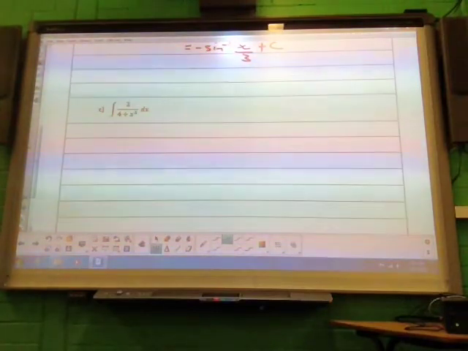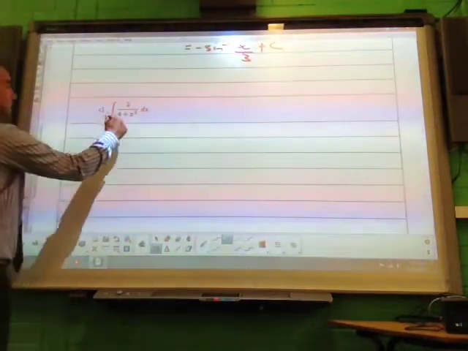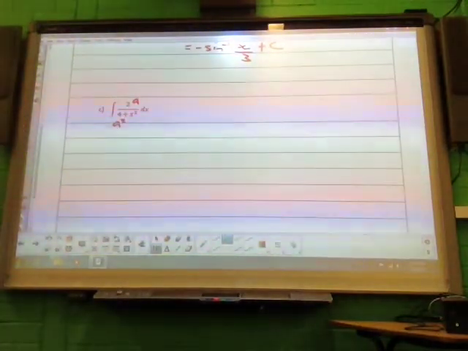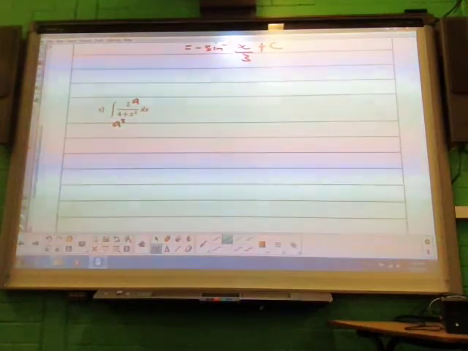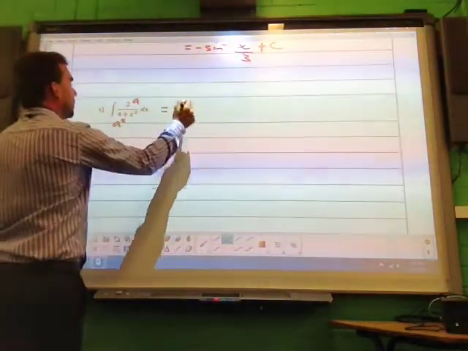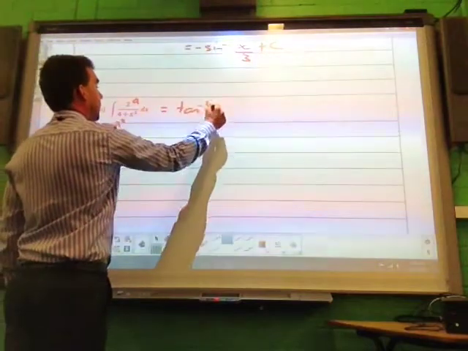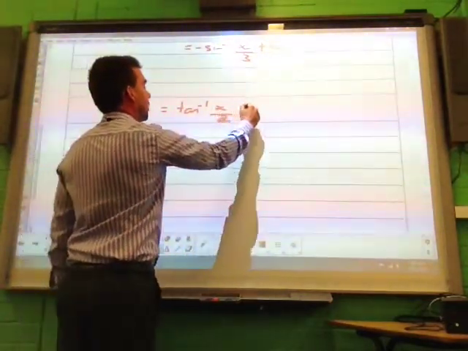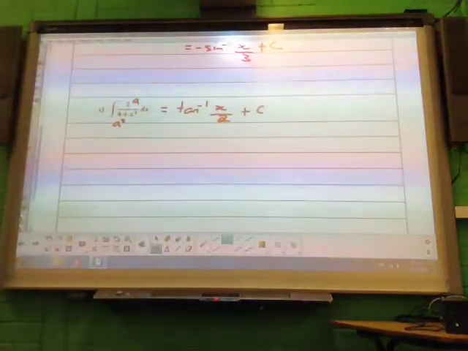This one doesn't have the square root. So the format is a squared and x squared. Do they match? Okay, so we've got a squared and a do match. So without the square root and with the plus on the denominator, it is a tan inverse. So tan inverse of x over a, x over 2, plus your constant of integration.